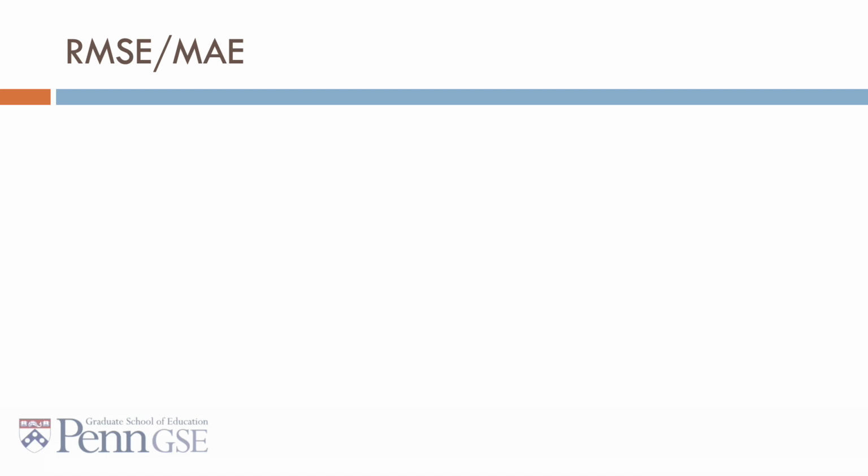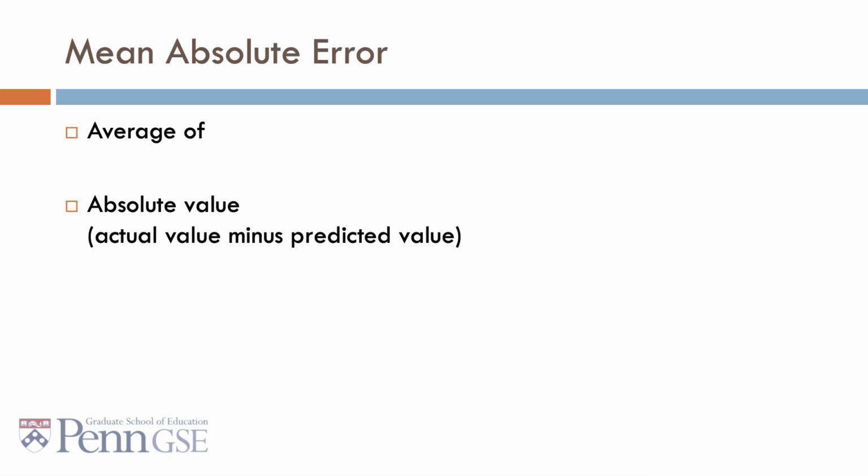Next, we'll discuss the root mean squared error and its close relative, the mean absolute error. To get at the mean absolute error, you first take the actual value and you subtract the predicted value from it. You then take the absolute value of that. So if the difference is 3 or -3, it becomes 3. And then you average that across all cases.